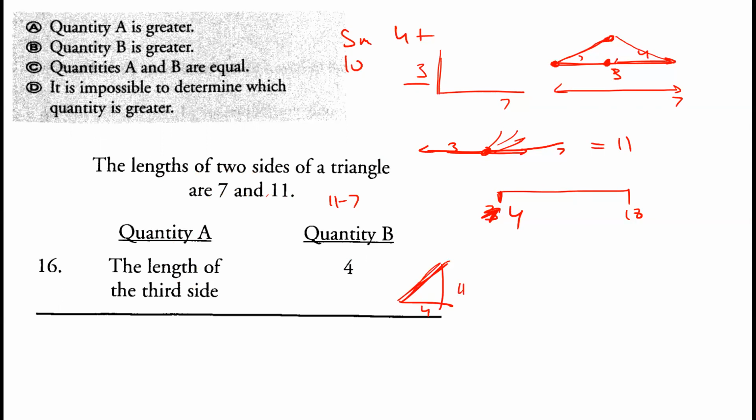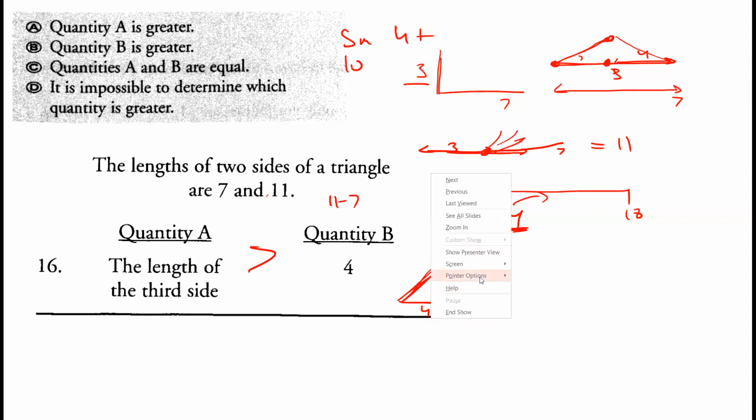So the third side can have the smallest length of 4 plus, like at least 4. And the maximum length of the third side would be less than 18. Not at least, it should be less than 18. So it's a number between 4 plus and less than 18. So the length of the third side would be something more than 4 and less than 18. So of course it is more than 4.